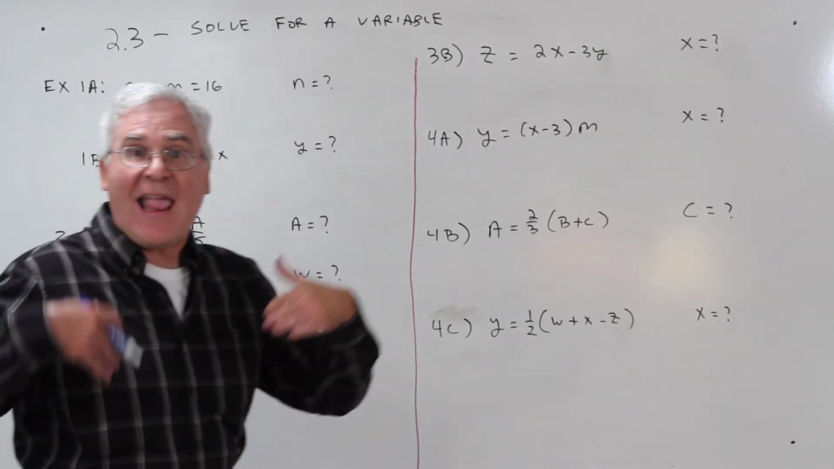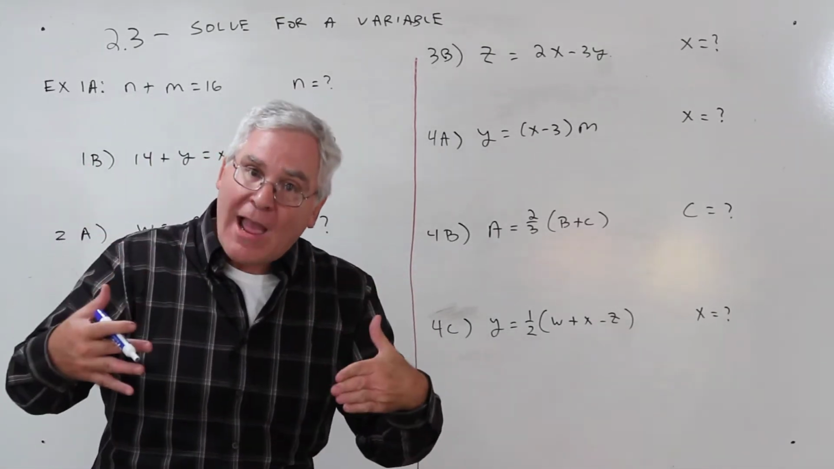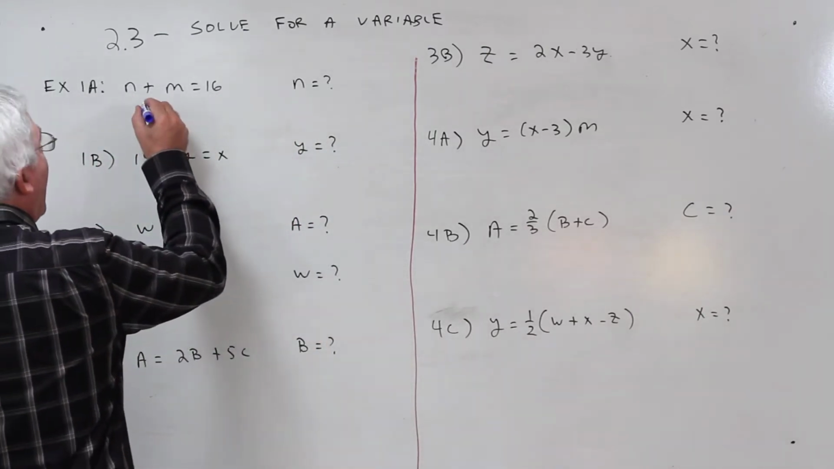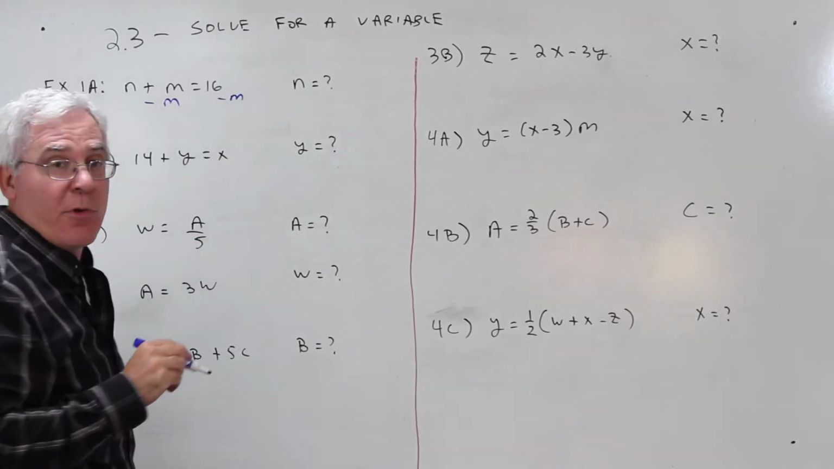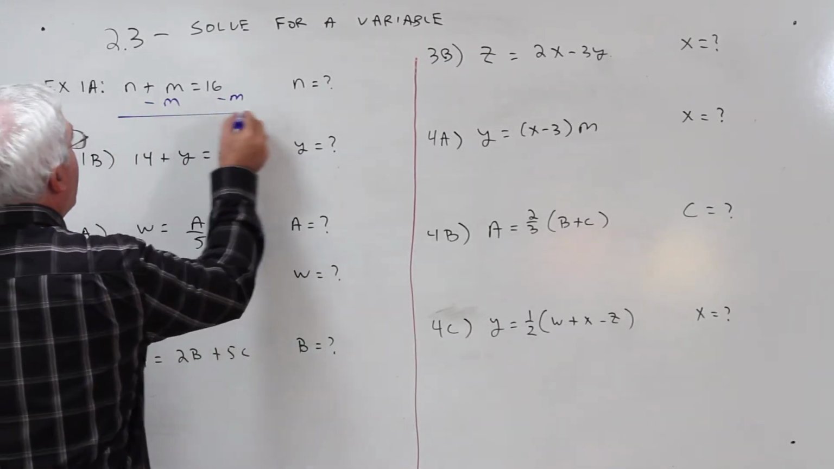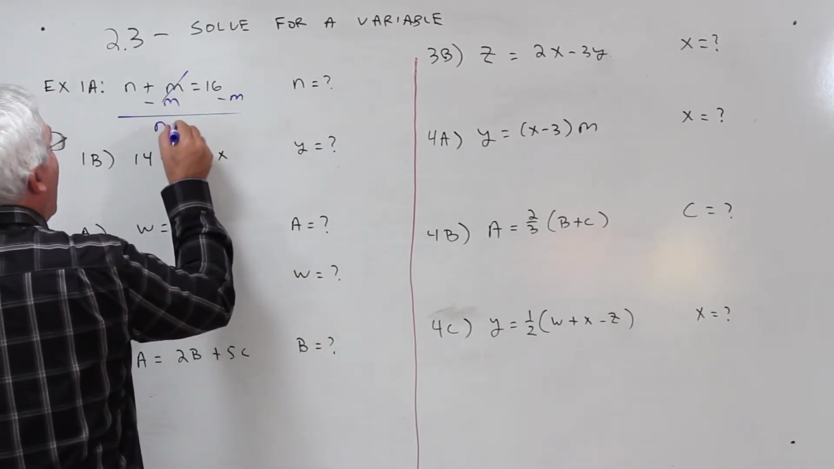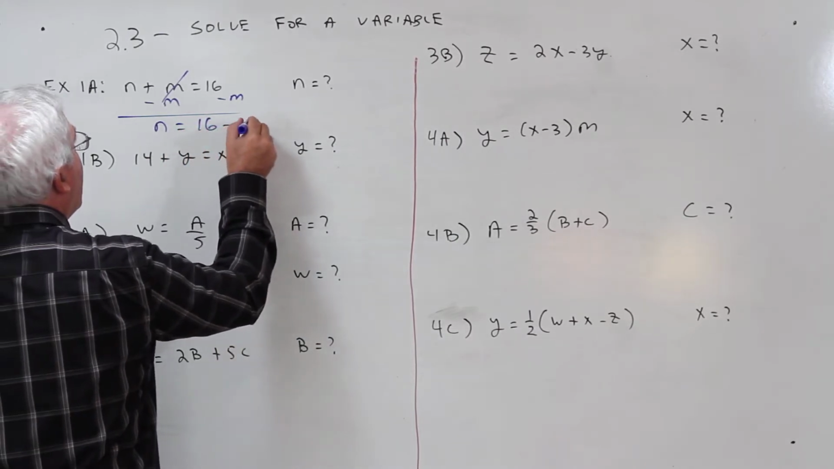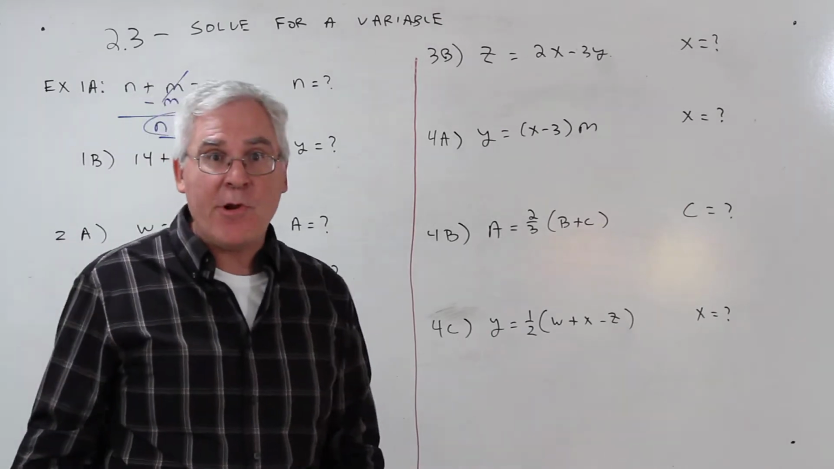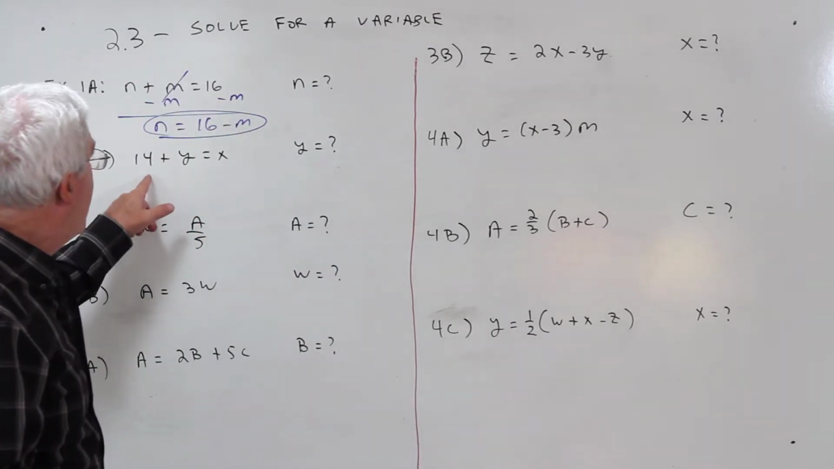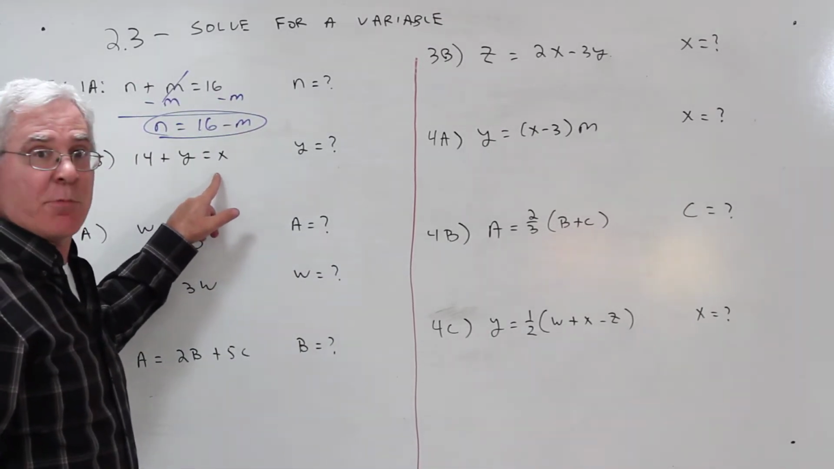What undoes adding m? Subtracting m. So if I subtract m from the left side, I subtract m from the right side. Those cancel, and now I get n equals 16 minus m. That's all we're doing.